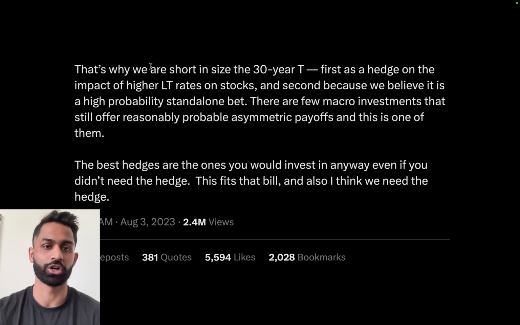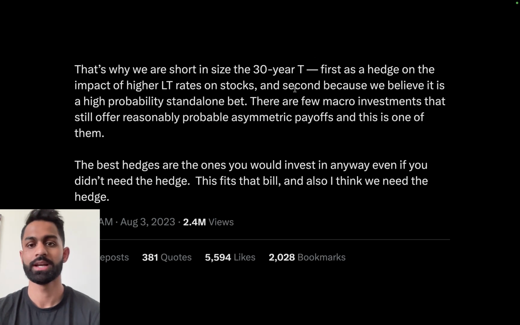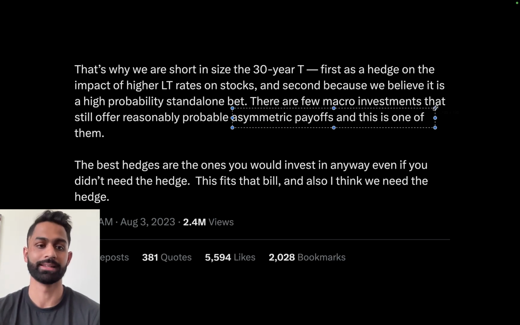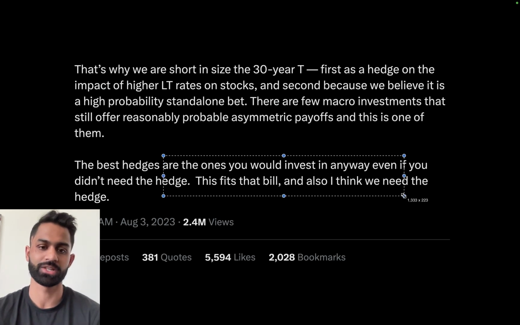And he says that's why they are short in size the 30-year treasuries, first as a hedge on the impact of higher long-term rates on stocks, and second because they believe it is a high probability standalone bet. There are a few macro investments that still offer reasonably probable asymmetric payoffs, and this is one of them. And the best hedges are the ones you would definitely want to invest in anyway. You don't have to see it as a hedge, but this fits the bill.